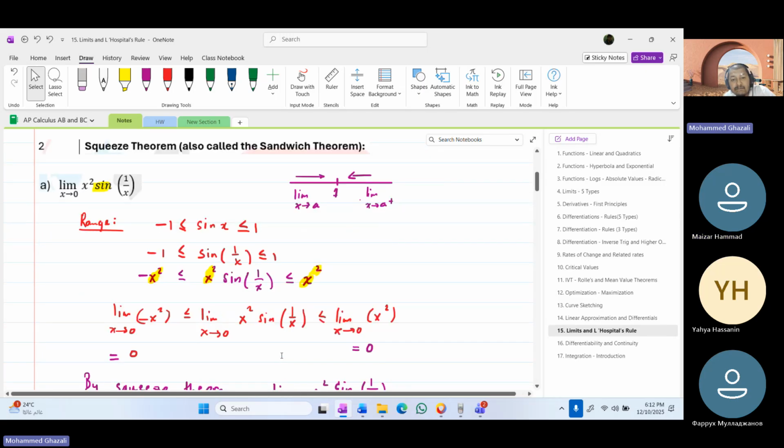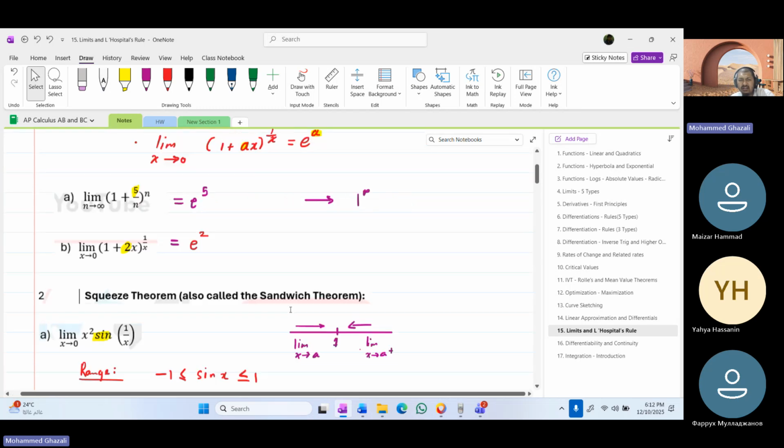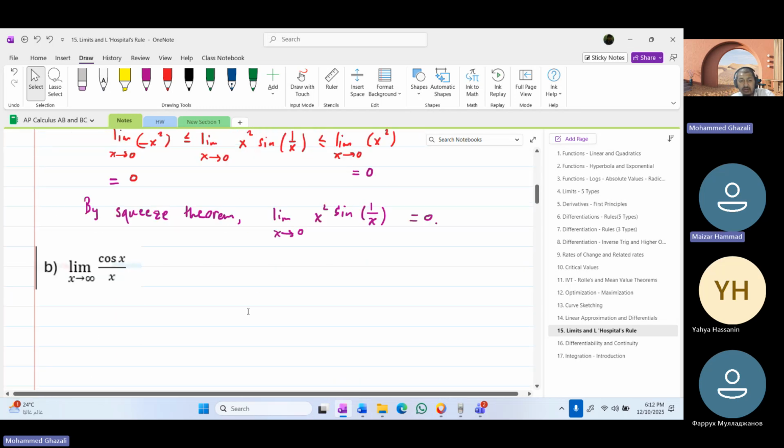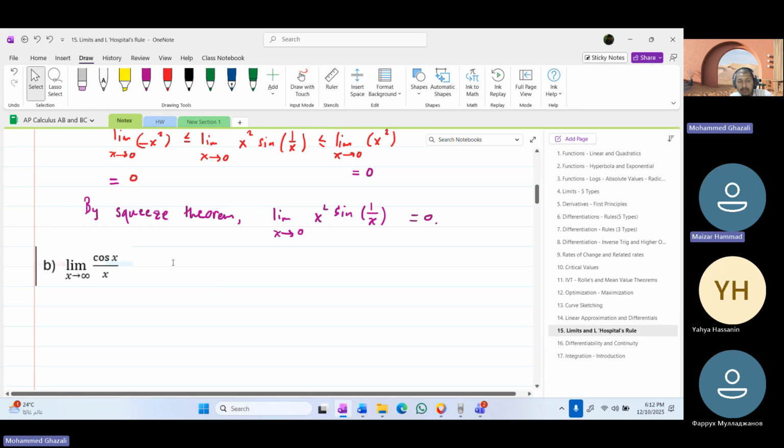Is epsilon and delta our third proof? No, we're not doing epsilon and delta now. Epsilon and delta is for limits of basic functions. I learned it last year. They told me that is the easiest way to solve the squeeze theorem. You can, but no need to do that.